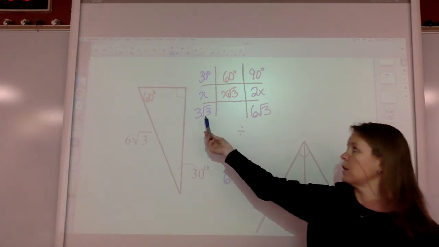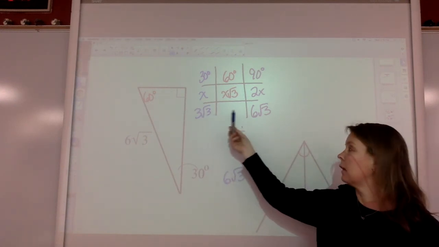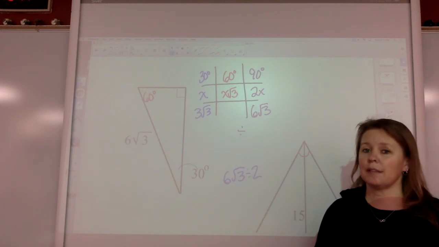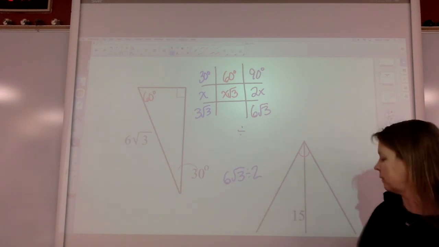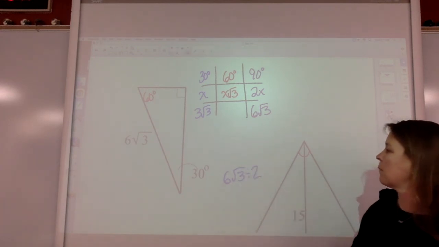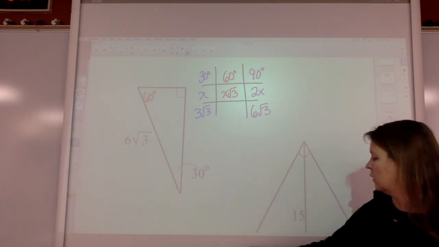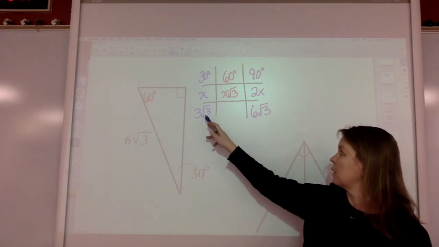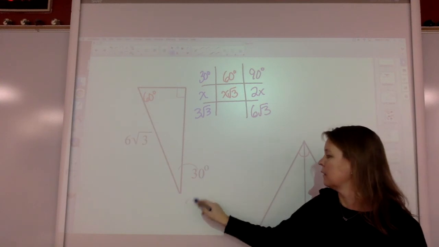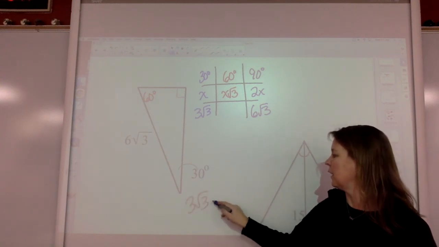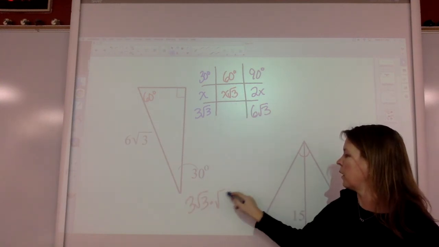Again, Jimmy has 3 square roots of 3 in his pocket. Sally has twice as many, so she now has 6 square roots of 3. Now I'm going to work my way back forward, knowing that 3 square roots of 3 has to get bigger yet. How much bigger does it have to get? It has to get multiplied by square root of 3.